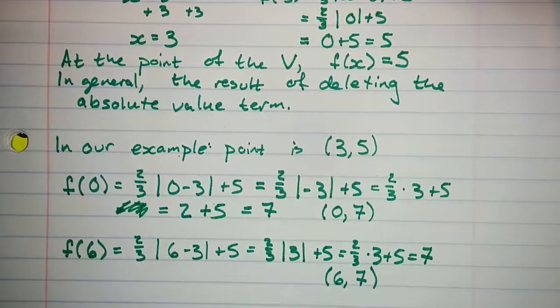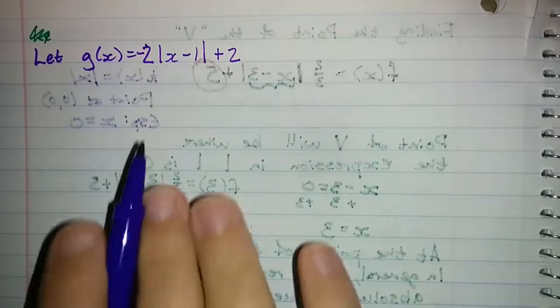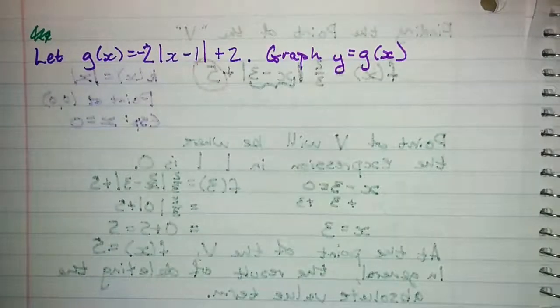I'm going to have you try one of these as well. Let g of x be negative 2 times |x - 1| plus 2. Graph y equals g of x. Pause the video and try this now.